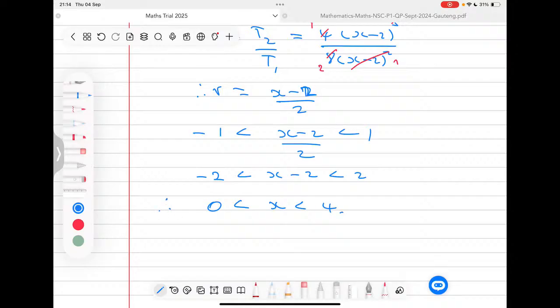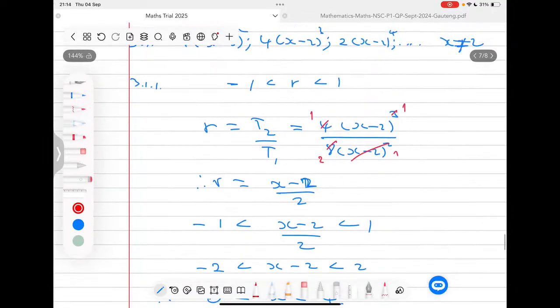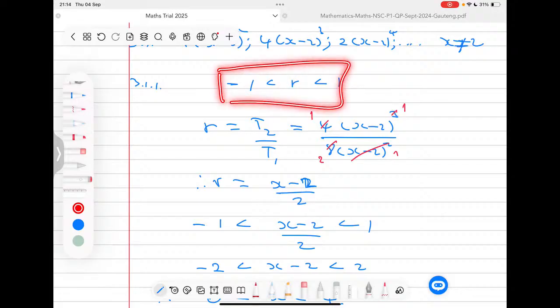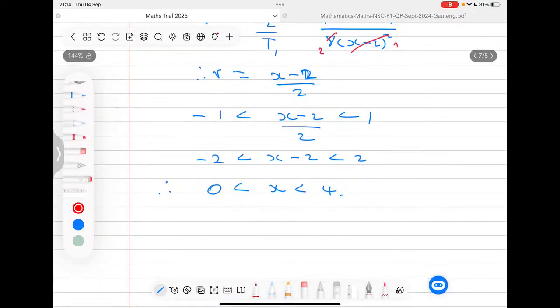So this means that the value of x should be between 0 and 4, because when it's between 0 and 4, we are going to get the value of R that's between -1 and 1, and this series will converge, because this is the condition for convergence of a sequence. I hope this becomes a good refresher, or revision, of how you do these questions.